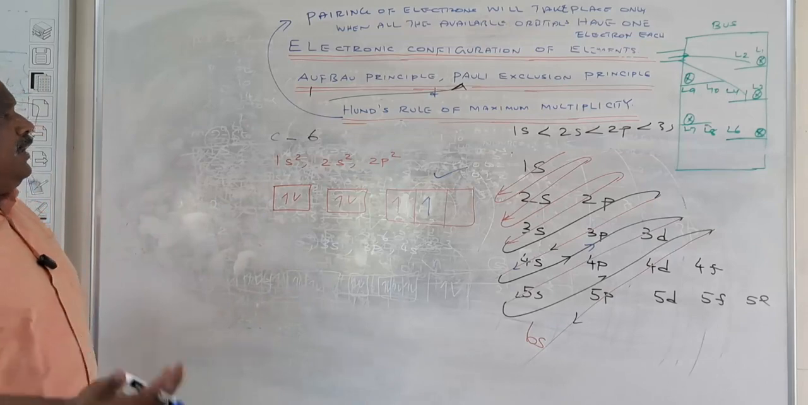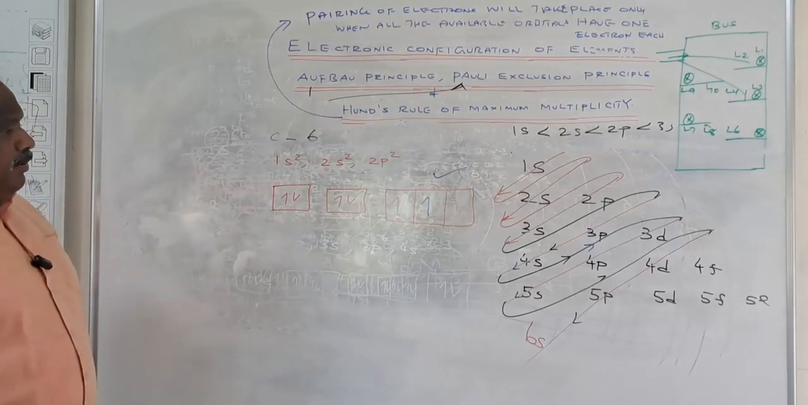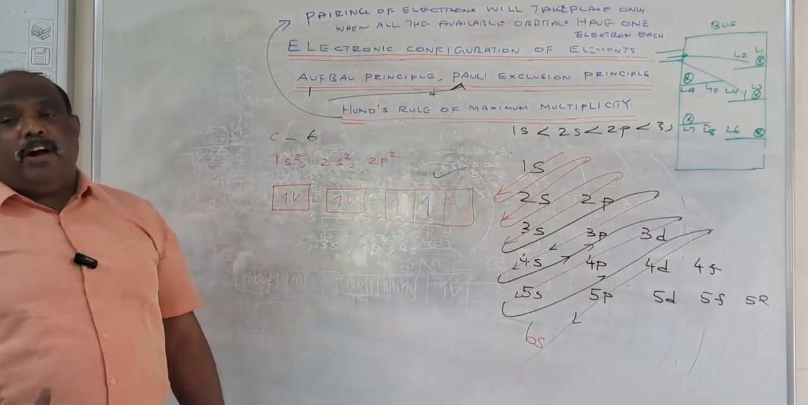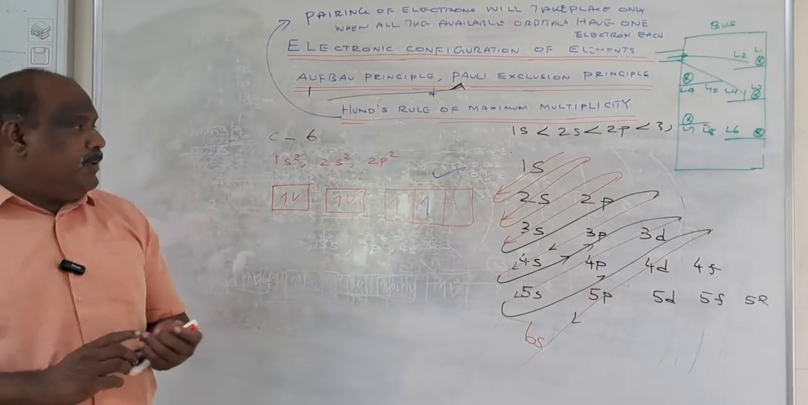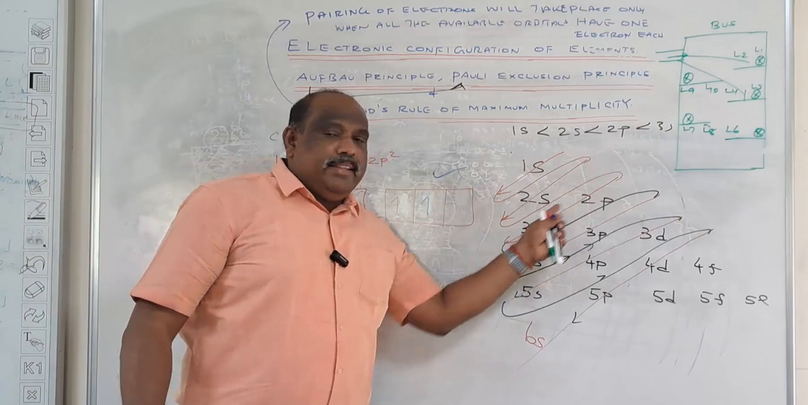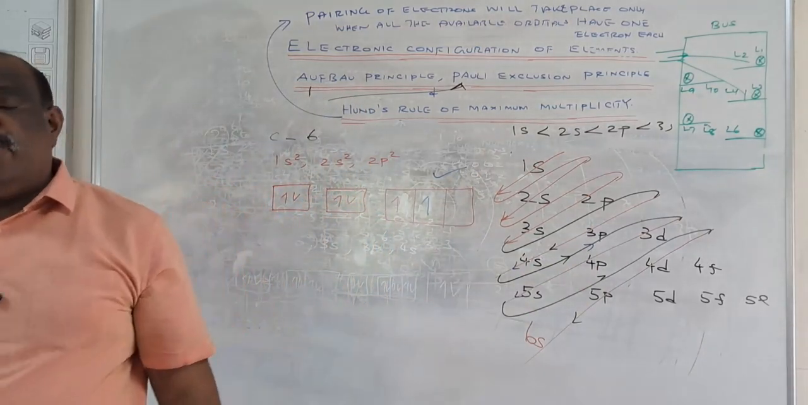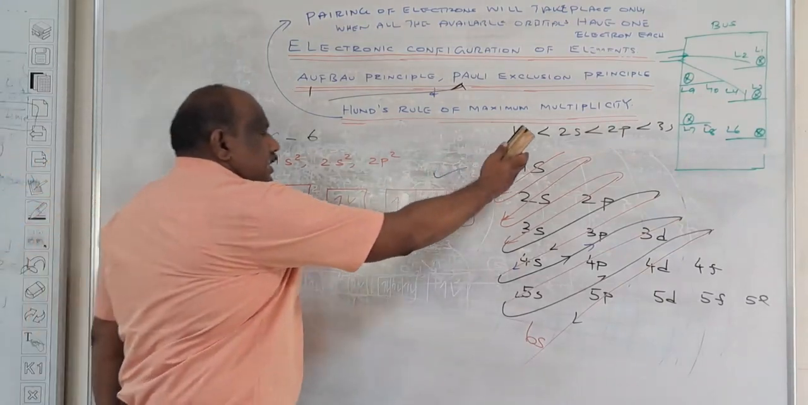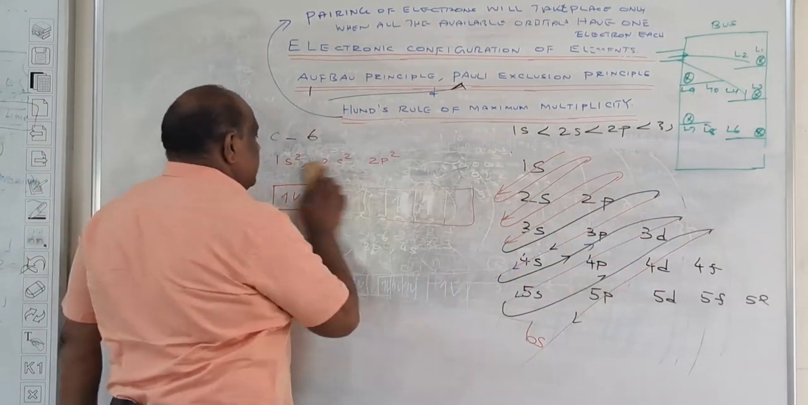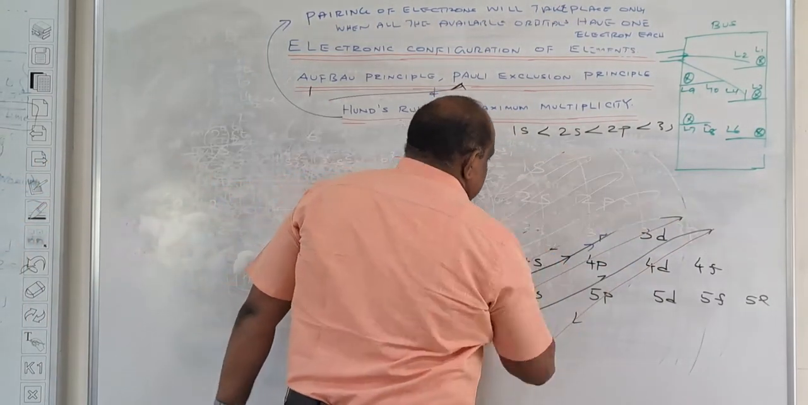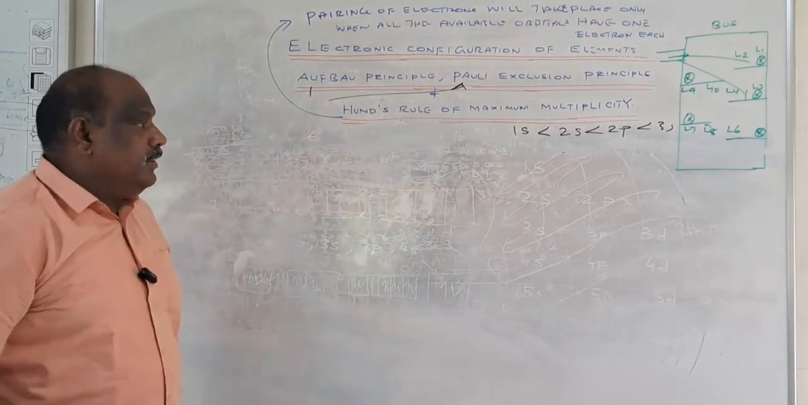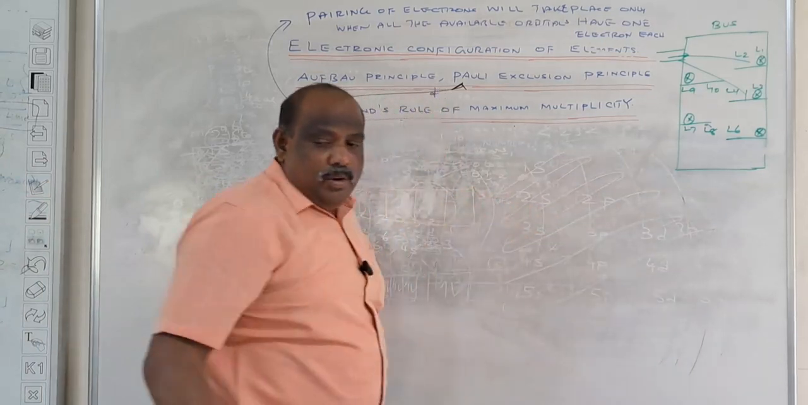Got the logic? Similarly, you have to fill up the 4s before 3d. There is another way to check the Aufbau principle. If you are not drawn like this, then how might you fill the electrons? Yeah, like that you may. Very good. After 3p, you might fill the 3d. Okay, so I'll do like this.